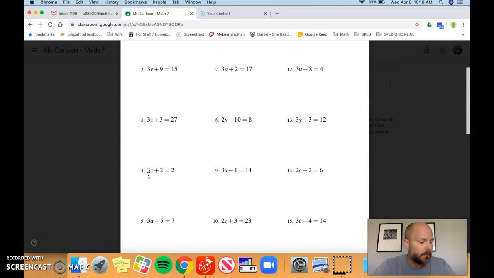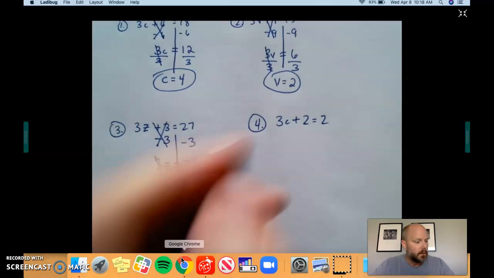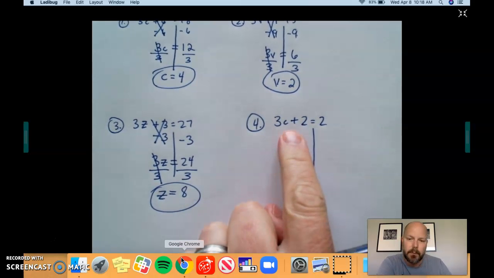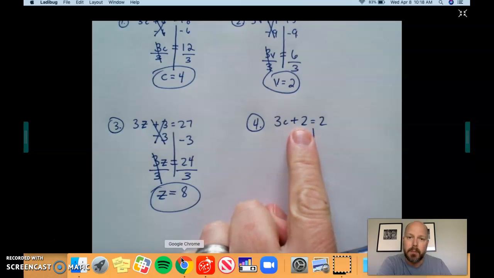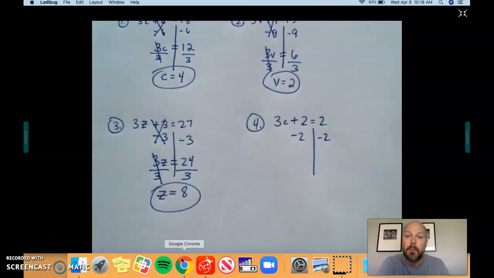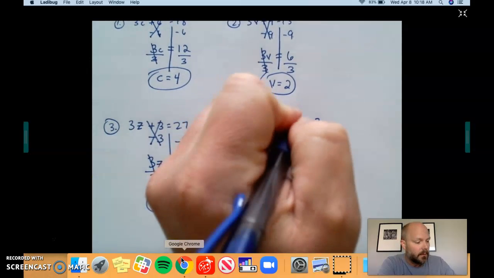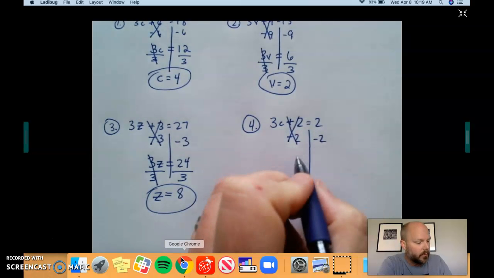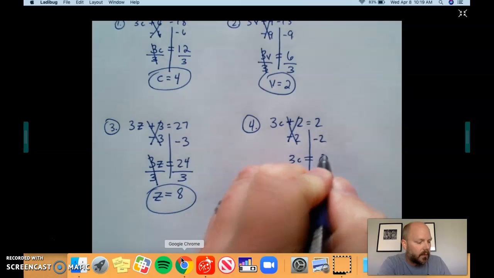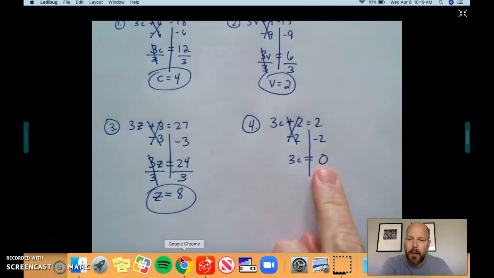So 4 is 3c plus 2 equals 2, okay? Draw your line down. Start on the side of the variable. Start with a constant, the number that's all by itself. That's a plus 2. The opposite of plus 2 is minus 2, and you got to do it on both sides. Those 2's cancel out. Bring down your 3c equals 2 minus 2 is 0. And that's okay. Don't let that bother you.